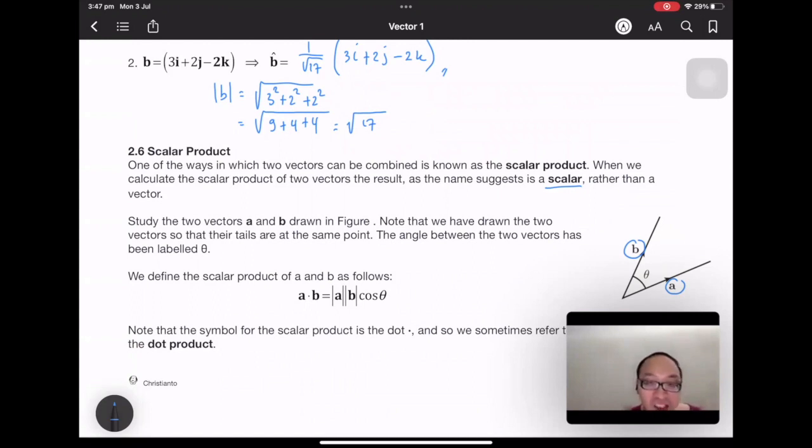The definition of a scalar product is vector A dot vector B equals magnitude A times magnitude B times cos of the angle between the two vectors A and B. The point here, we call it dot. So sometimes scalar product is called a dot product.